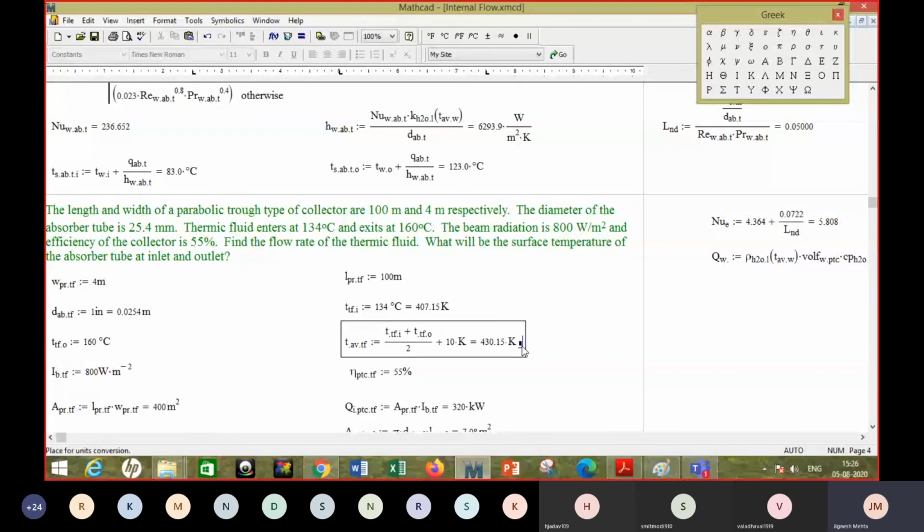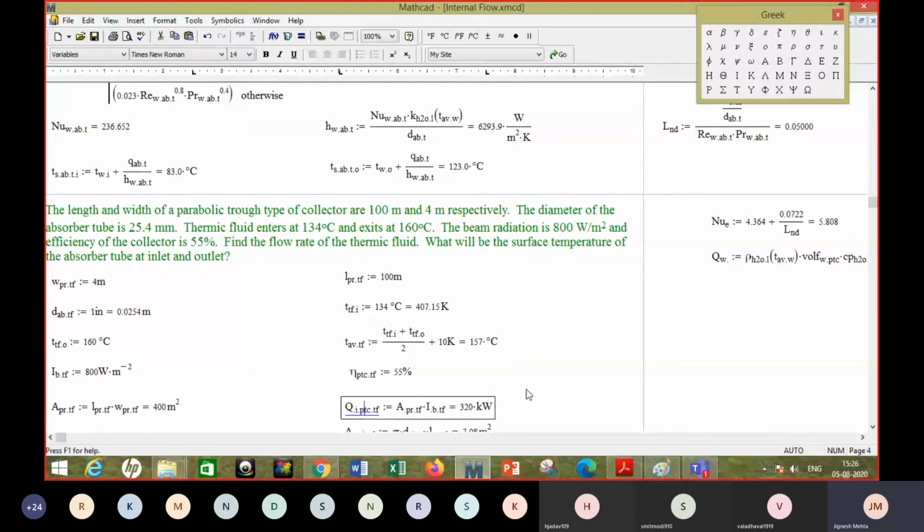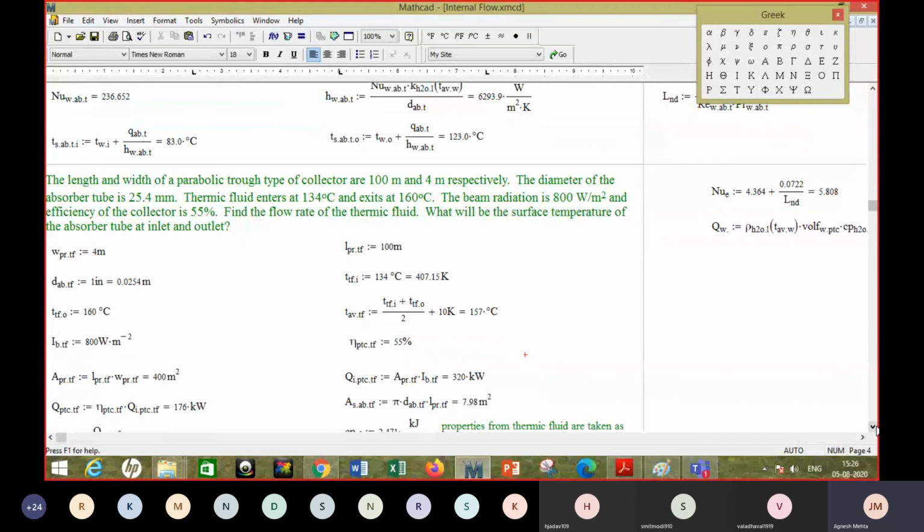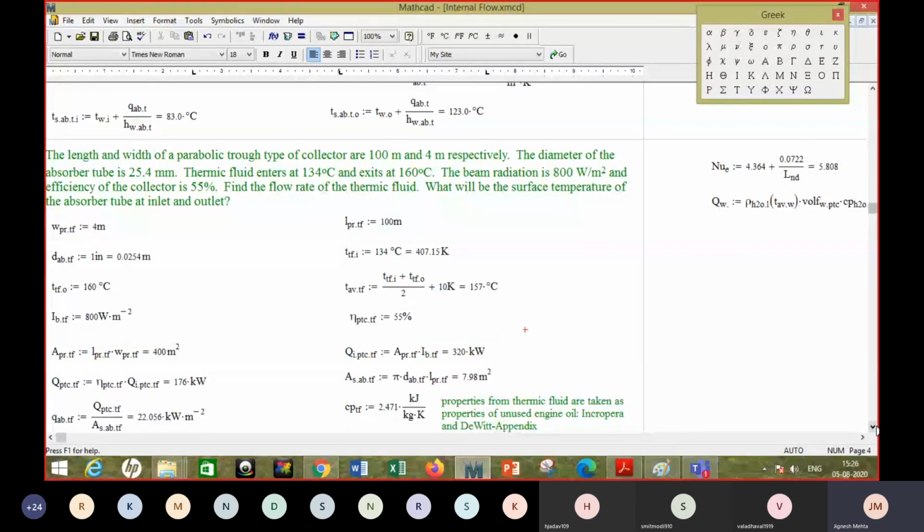Though the parabola is curved, you are going to consider a rectangular plane. Why? Because that's the aperture area, right? So the aperture area is length into width, that is coming out to be 400 meters square. So how much is the energy input into the collector? It is area into IB. So 320 kilowatt is the total input. This is input, right? What is falling on all the troughs.